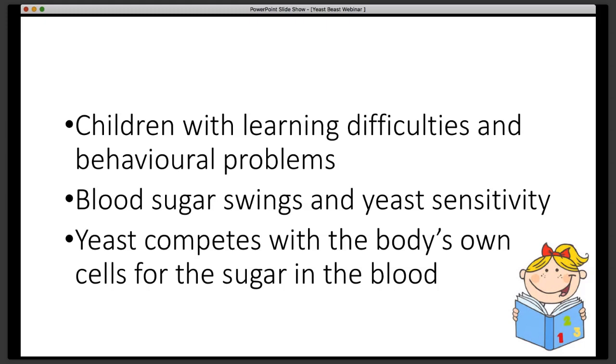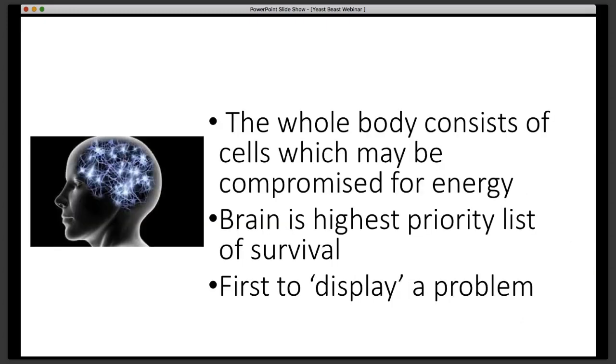As we mentioned already, the yeast competes with the body's own cells for sugar in the blood. Now, the whole body consists of cells which may be compromised for energy. The brain is the highest priority for survival, and it's often the first to display a problem.